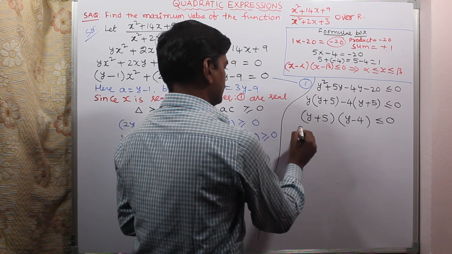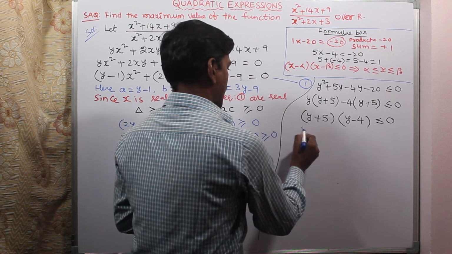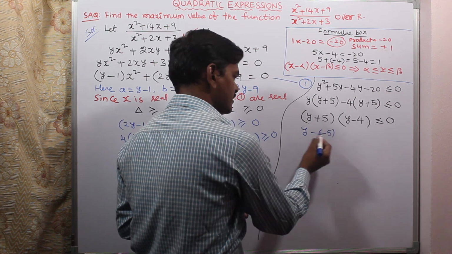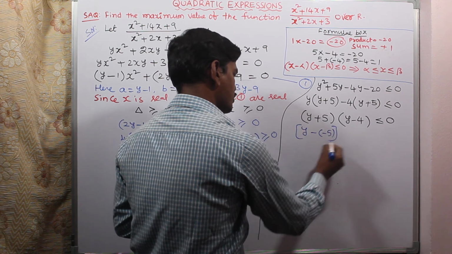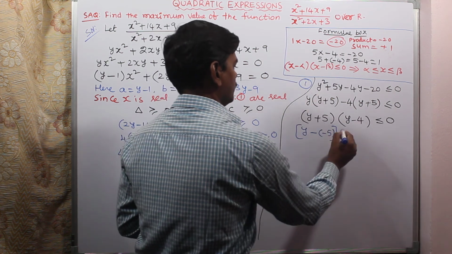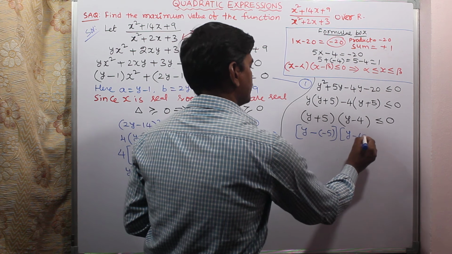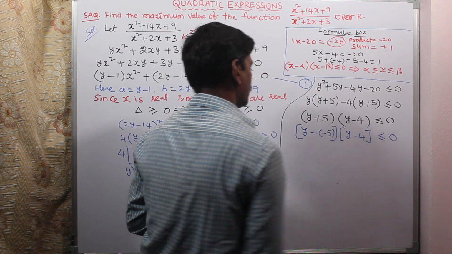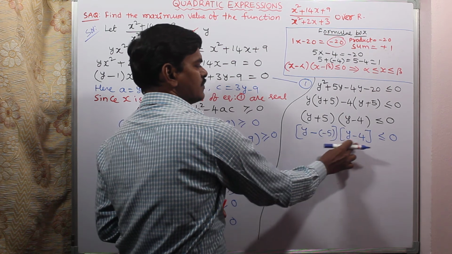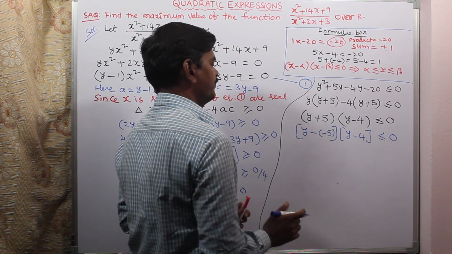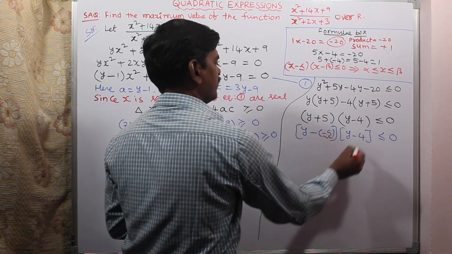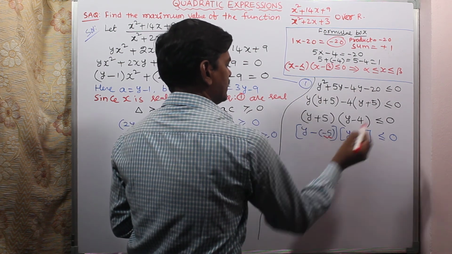How can we create it? y as it is. Plus 5 can also be written as minus of minus 5. Minus into minus 5 is plus 5 only. So that we can see a negative sign here for comparison with the formula. So y minus 4 as it is, less than or equal to 0. Now clearly it's in the form of x minus alpha into x minus beta less than or equal to 0. Here minus 5 is alpha. Minus 5 is alpha, 4 is beta.